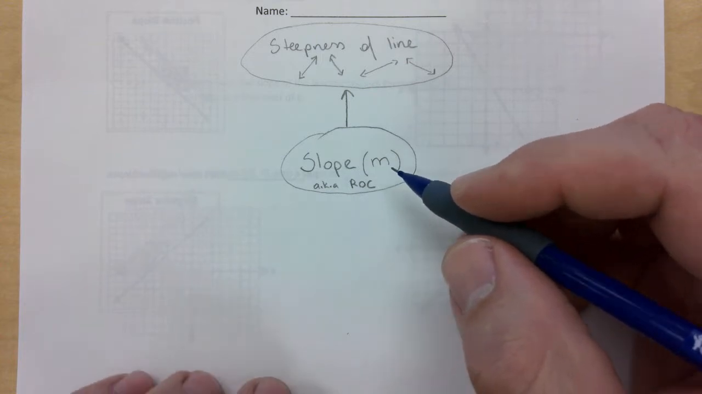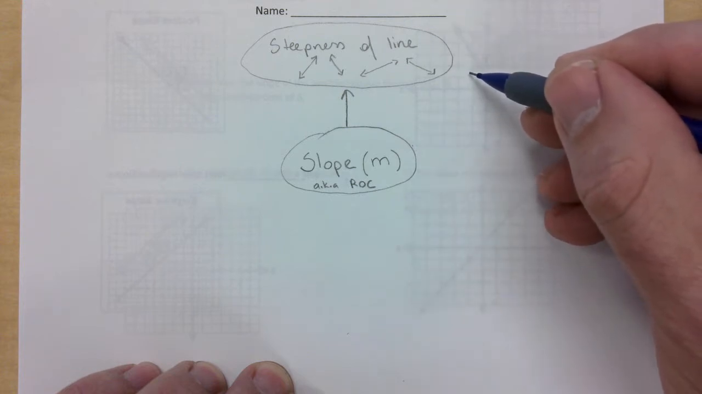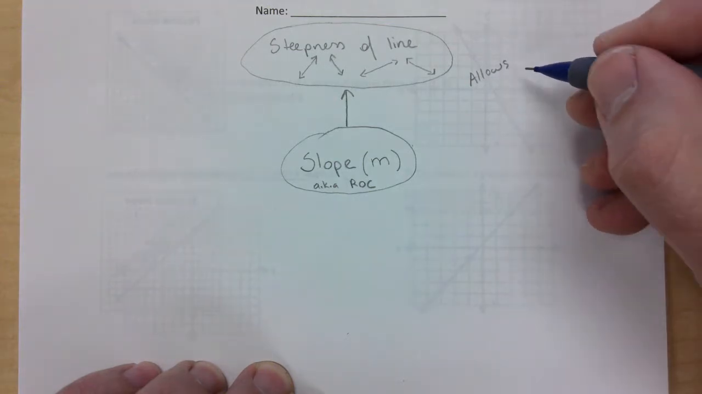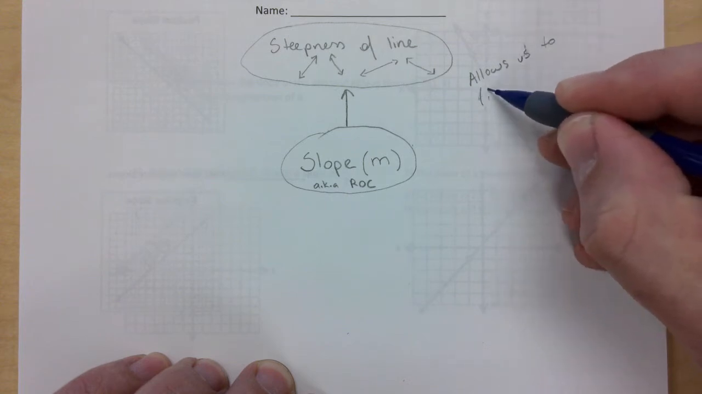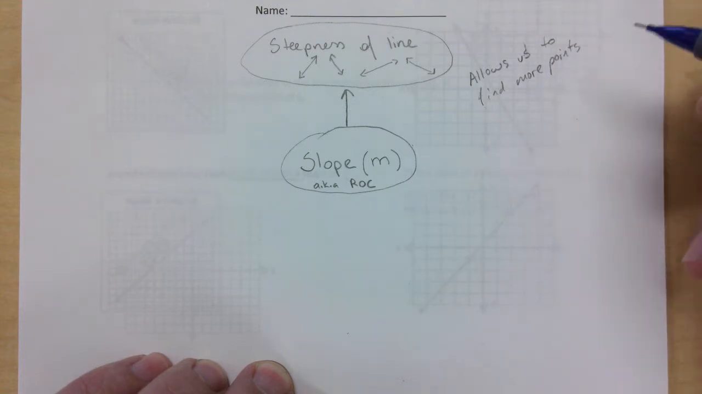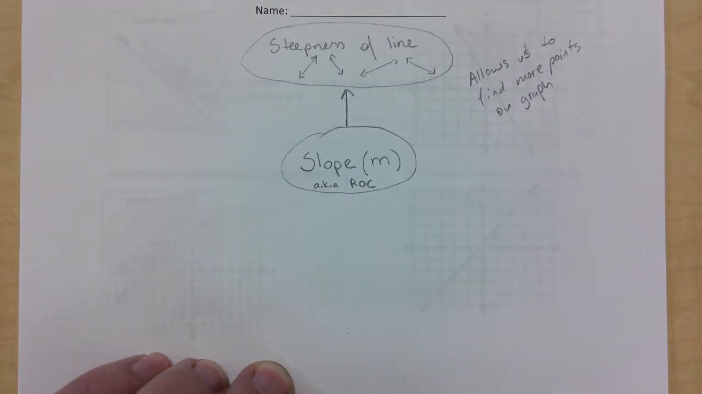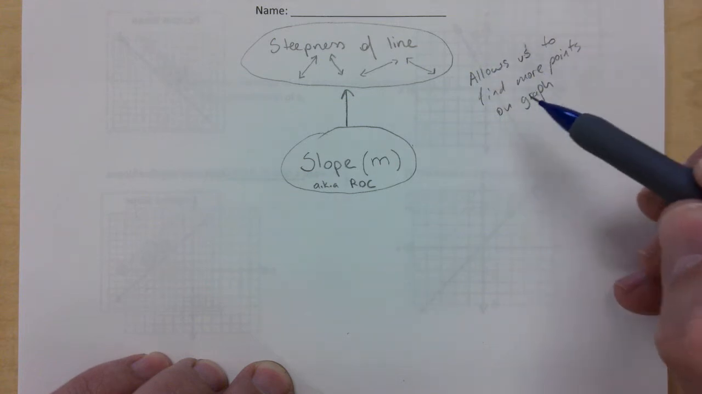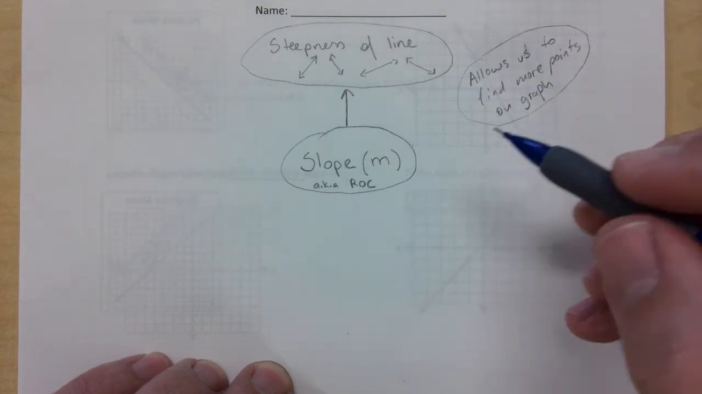It will also allow us to find more points on the graph. I'm going to put that here and then an arrow. You know how we found the third point earlier, we would pick a random x value. This will allow us to do that faster. So it will allow us to find different points on the graph.